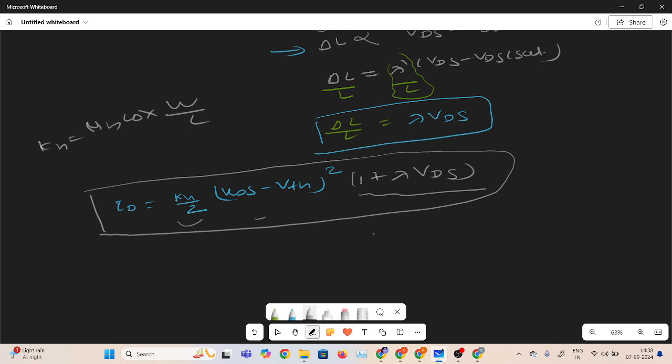So lambda is called the channel length modulation parameter. And what is the unit? The unit of lambda is volt inverse.